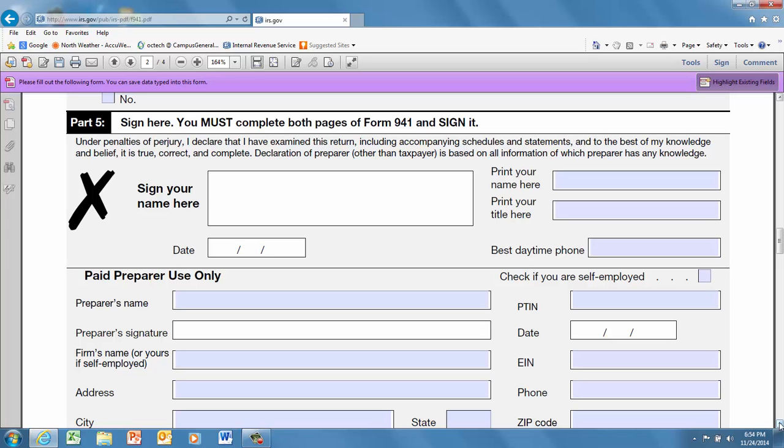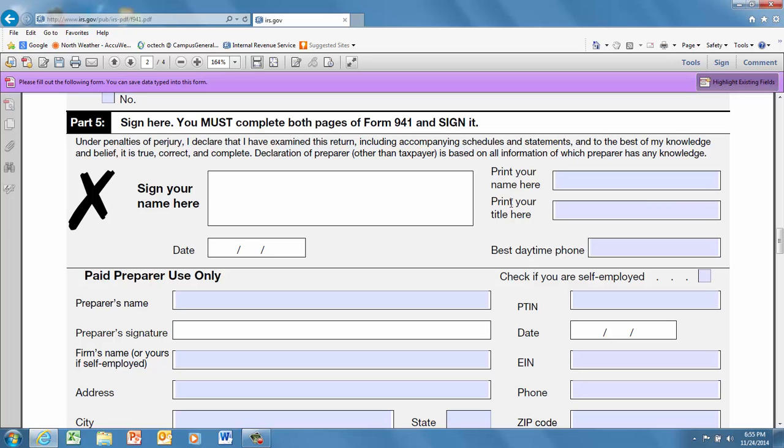Also, realize, under penalties of perjury, I declare that I've examined this return, including accompanying schedules and statements, and to the best of my knowledge and belief it is true, correct, and complete. Declaration of preparer other than taxpayer is based on all information of which preparer has any knowledge. Okay? Whoever signs this return can go to jail. So if you don't want that to be you, because you're just a bookkeeper, then you better make sure this should be signed by the owner of the company or whatever.